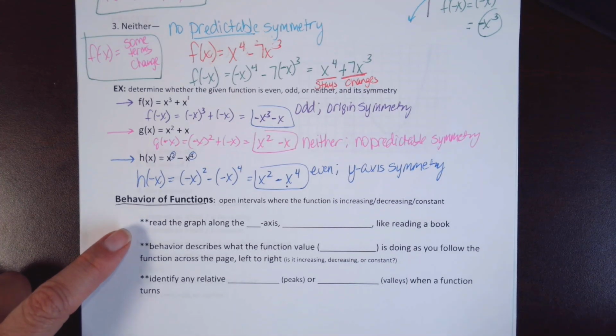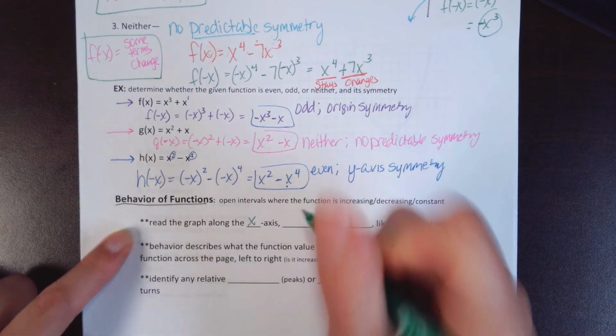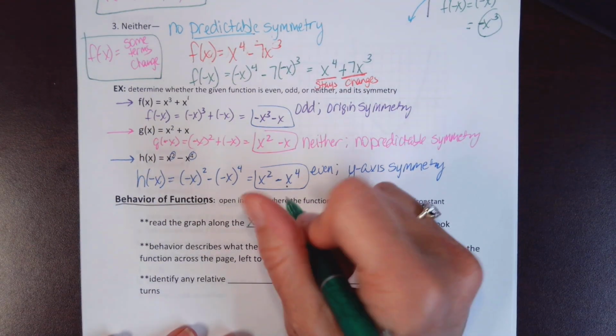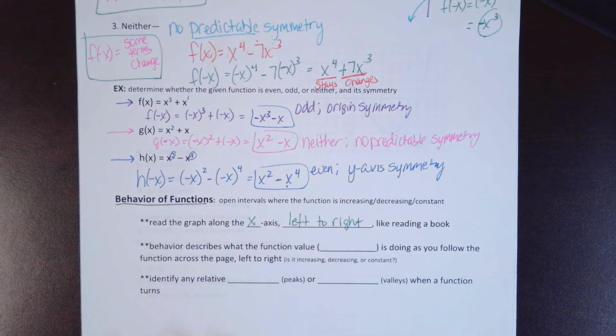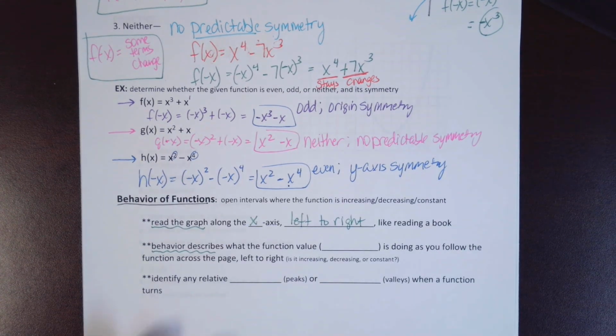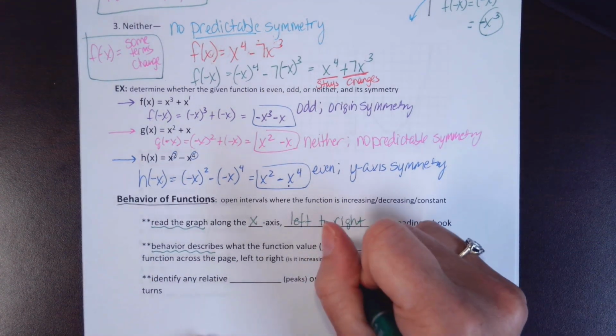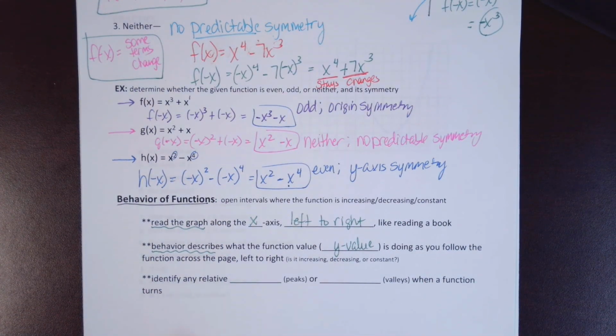Now, to figure out behavior of functions, I'm going to read my graph along the x-axis. I read it from left to right, just like I would be reading a book. The behavior I'm interested in tells me what my function value is doing. Remember, your function value is your y value. Is your y value going up? Is it going down? Or is it staying flat? Increasing, decreasing, or constant?